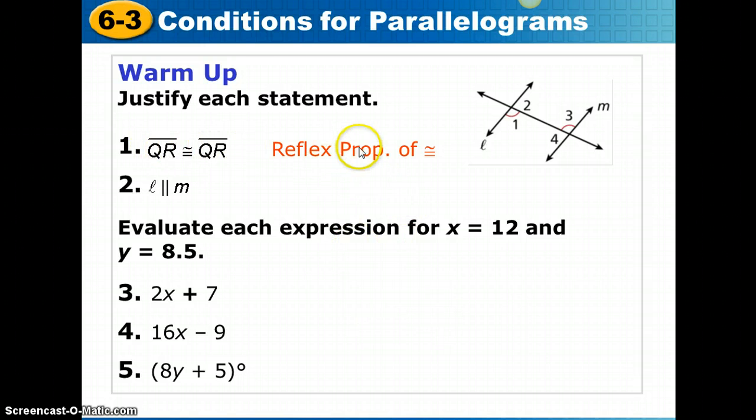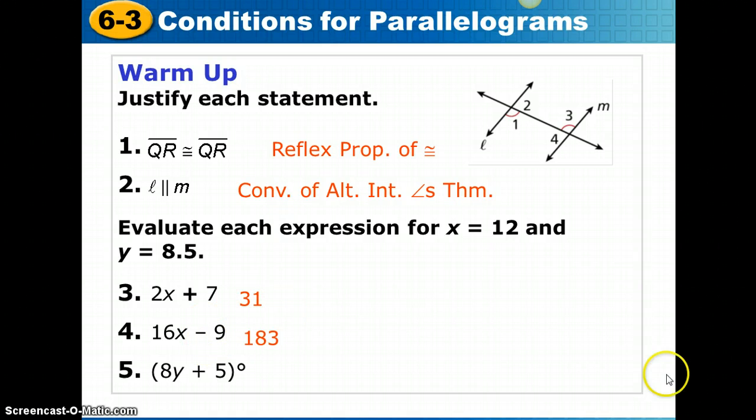Okay, the reason or justification for this, that QR is congruent to QR, is the reflexive property. Now this picture goes with number 2. The reason that L is parallel to M is the converse of the alternate interior angles theorem. All right, and evaluating each of these, when x is 12 and y is 8.5, number 3 you get 31. Number 4 you should get 183, and number 5 you should get 73 degrees.